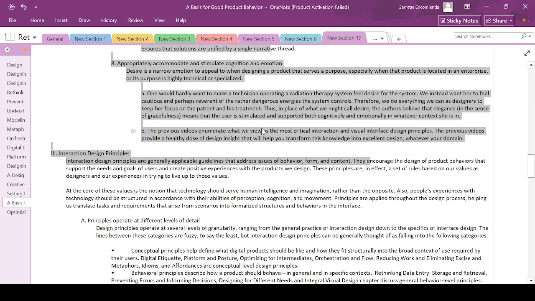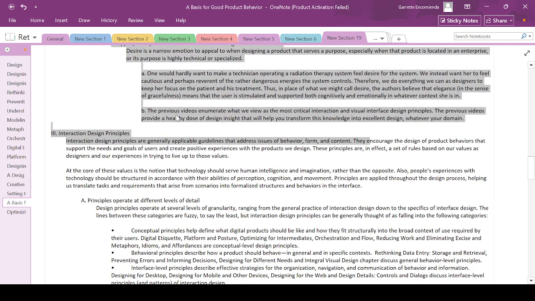So again, those scenarios are useful instead of lists of problem requirements because they allow for more creative thinking, and appropriately accommodate and stimulate cognition and emotion. Desire is a narrow emotion to appeal to when designing a product that serves a purpose, especially when that product is located in an enterprise or its purpose is highly technical or specialized. So desire is a narrow and vague emotion, especially for highly technical and complex interactive products.